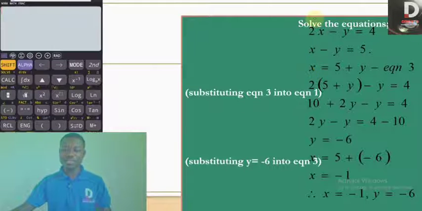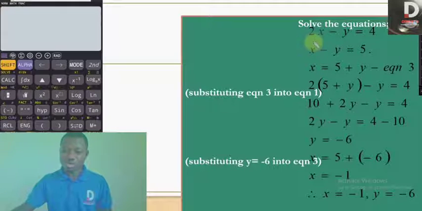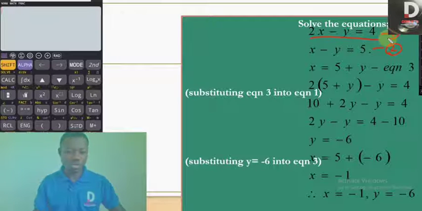Good. He says solve the equations. Solve the equations. That means 2. That's equation 1. And this is equation 2. He's expecting you to solve it. So let's go to our calculator.